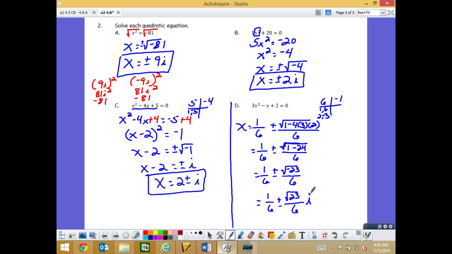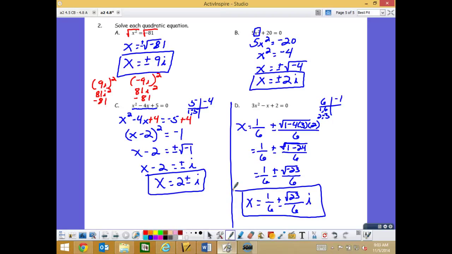After we do that, we look to see if we can simplify the square root of 23, which we can't because 23 is already prime. So this is your solution for x. There are two of them. One of them is 1/6 plus the square root of 23 over 6 i. The other one is 1/6 minus the square root of 23 over 6 i.